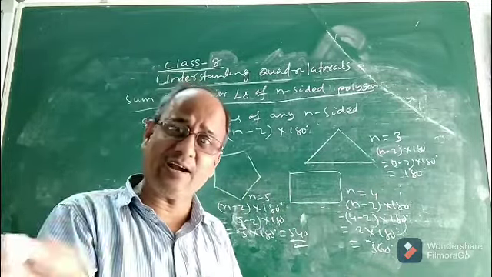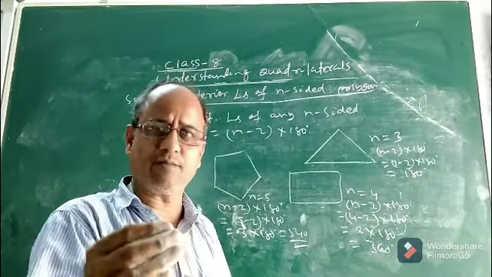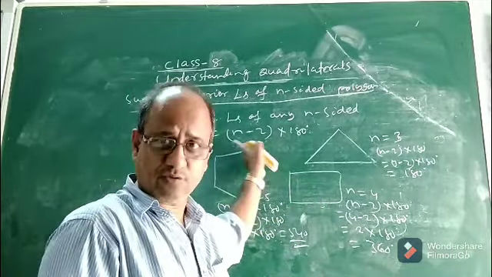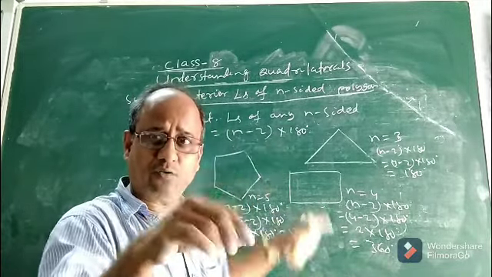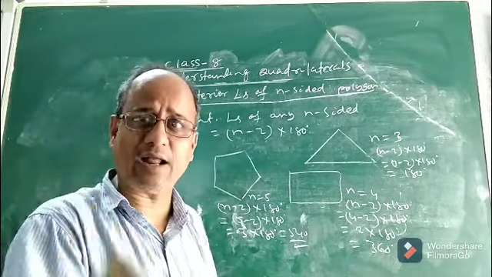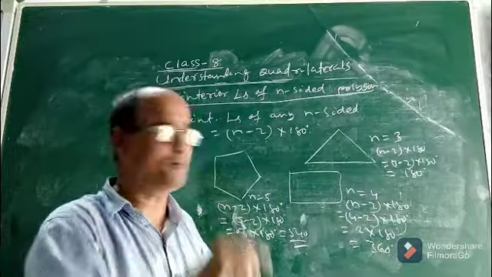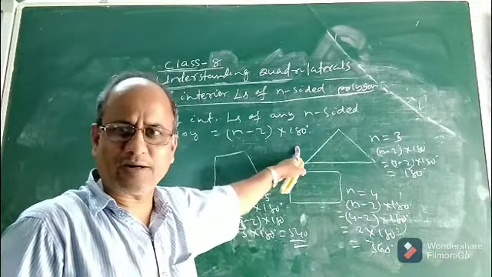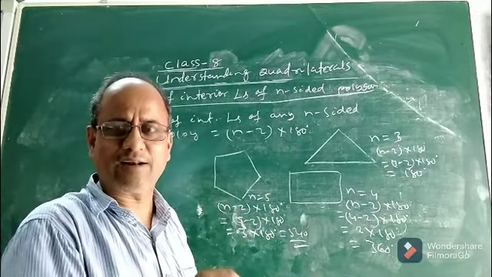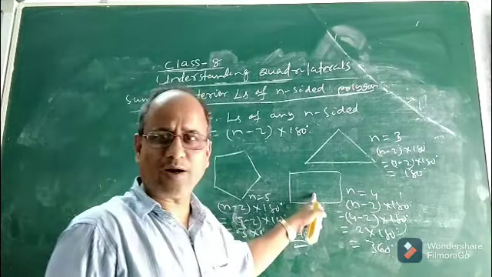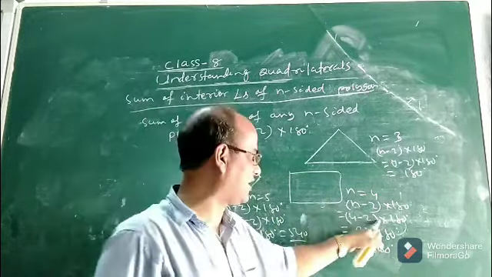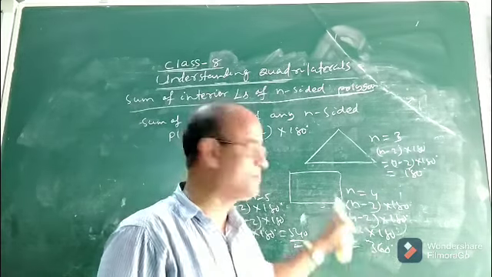That means how many sides are there in the polygon? A polygon may have 6 sides, 7 sides, 8 sides. Number of sides minus 2, whatever number you get, you can divide the polygon into that many triangles. And you know, in a triangle, the angle sum property is that the sum of the three angles of a triangle is 180. Suppose a quadrilateral can be divided into two triangles. 2 into 180 is 360. So the sum of the four angles will be 360.